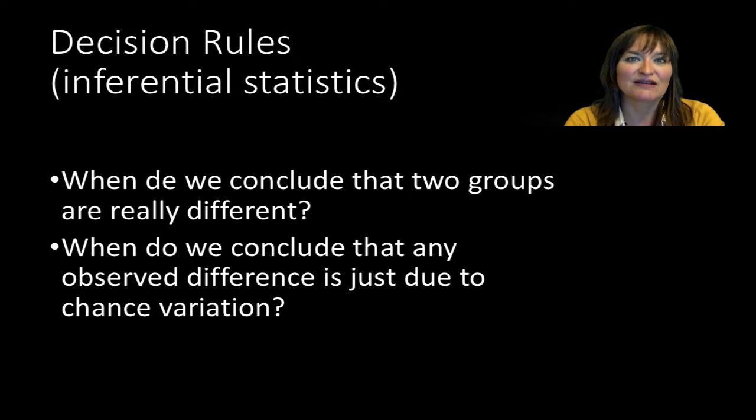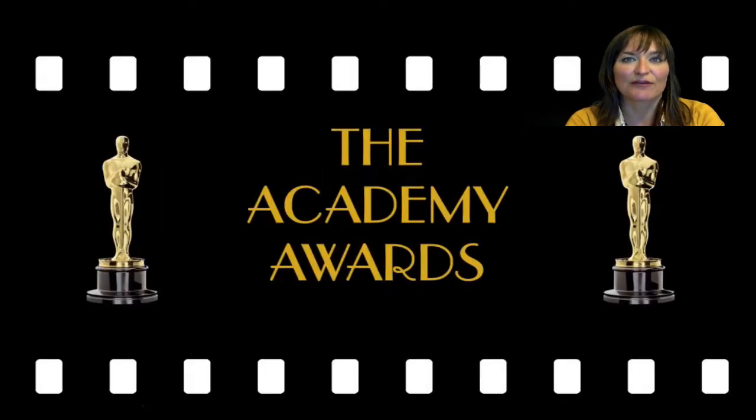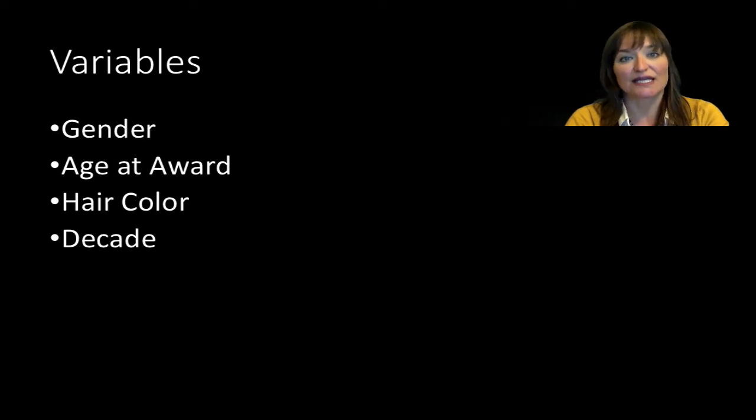We're going to use the data set that we've been using on the Academy Awards. We're going to add a couple of extra variables. So the variables we're going to be looking at today are gender and age at award, like we've done before. But we're going to add in a couple of other potential predictor variables. We're going to add in hair color. We're going to add in the decade, whether it was won in the 1930s or the 1970s or the 2010s.